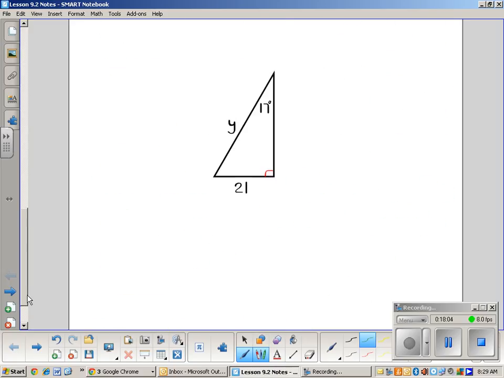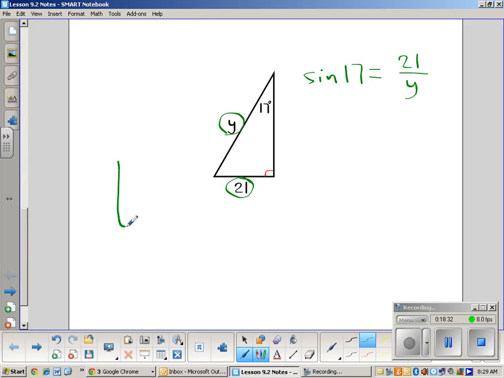In relationship to the angle we're looking at, what side is this? Opposite. What is this? Which ratio is that? Sine. So we say sine of 17 equals opposite over hypotenuse. Again, the unknown's in the bottom. Switch places. Okay?